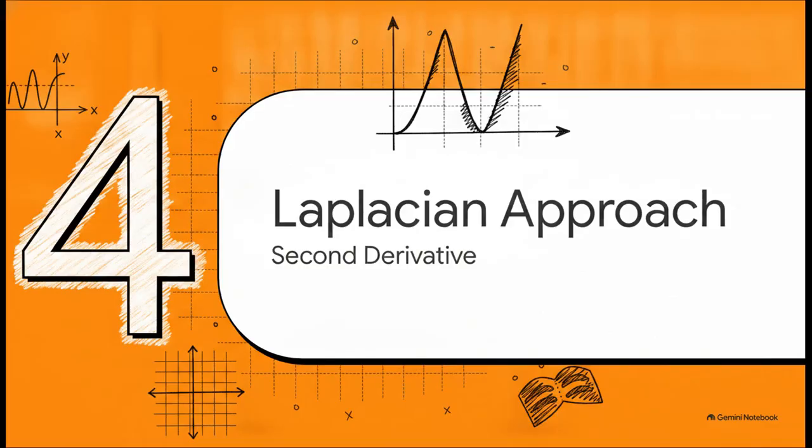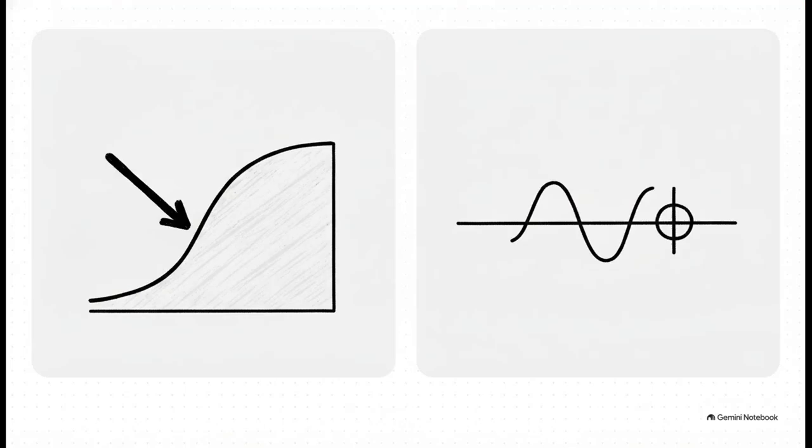Section 4. The Laplacian approach. Sobel is a fantastic tool, for sure, but it's definitely not the only way. Let's step up our game from first-order to second-order derivatives. Let's really compare these two. Gradient-based operators, like our friend Sobel, find edges by looking for the absolute peak of the first derivative. Imagine you're climbing a hill. Sobel is looking for the steepest possible point. But Laplacian-based operators? They go a whole level deeper.